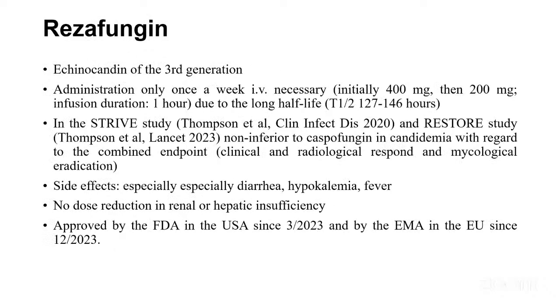Rezafungin is a third generation echinocandin. It is administered only once a week. Dose is 400 mg, then 200 mg infusion. Duration 1 hour, and half-life is very long. In the STRIVE study, non-inferior to caspofungin in candidemia with regard to the combined endpoint. Side effects are especially diarrhea, hypokalemia, fever, no dose reduction in renal and hepatic insufficiency. It is approved by the FDA in the USA since 2023.